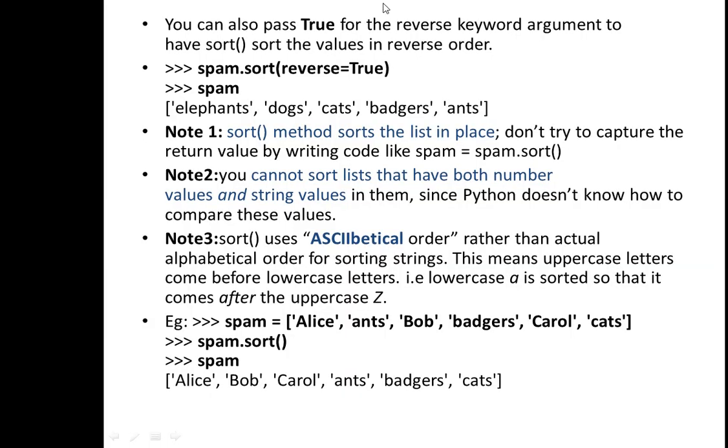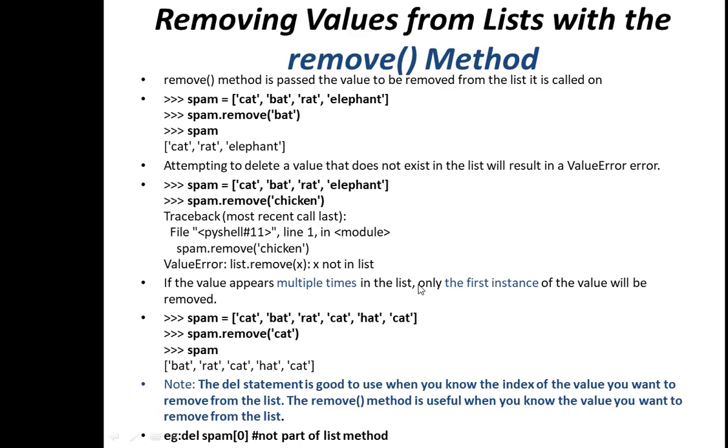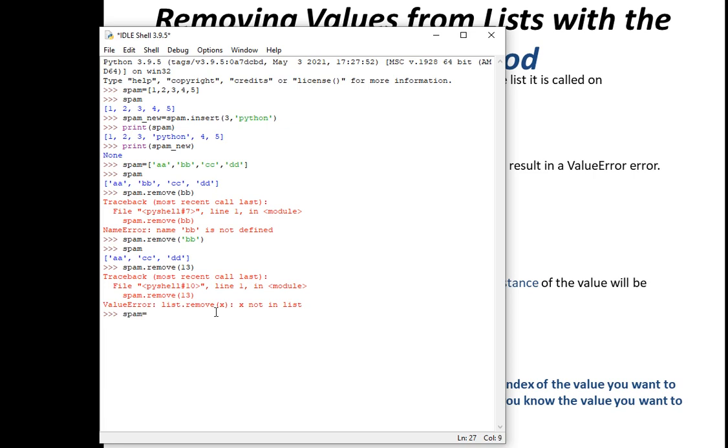Now the next question is, suppose the same value exists multiple times. Say I create a list like this: 1, 2, again 2, 3, 4, again 2, again 2. So I have created a list with multiple values of 2, and if I want to remove 2 from the list, the question is, will all the 2s be removed from the list, or will only the first occurrence be removed? If you see, only the first occurrence, the first instance of that value, is removed.